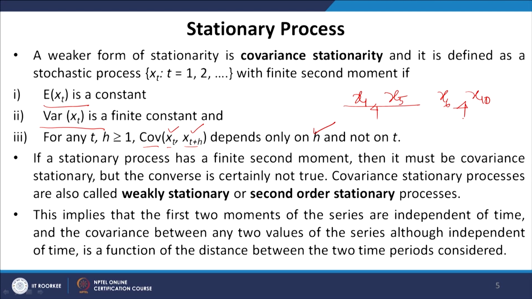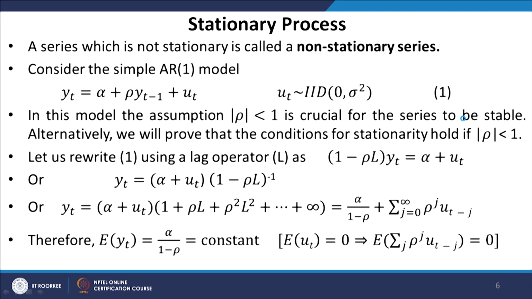If a stationary process has a finite second moment, then it must be covariance stationary, but the converse is certainly not true. Covariance stationary processes are also called weakly stationary or second order stationary processes. This implies that the first two moments of the series are independent of time and the covariance between any two values of the series, although independent of time, is a function of the distance between the two time periods considered. A series which is not stationary is called a non-stationary series.